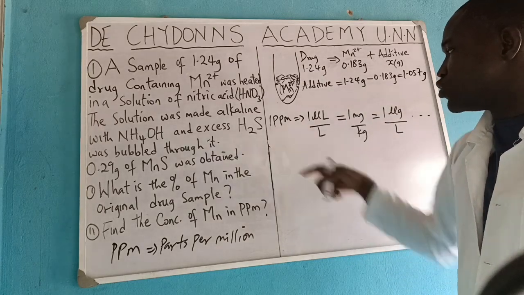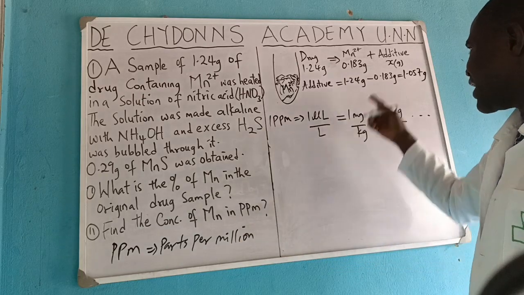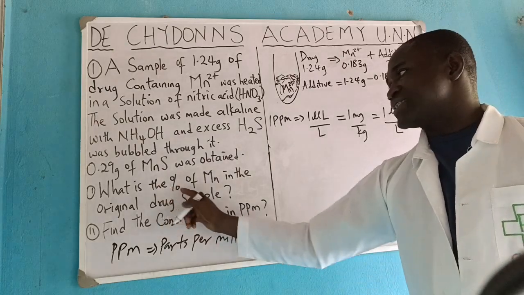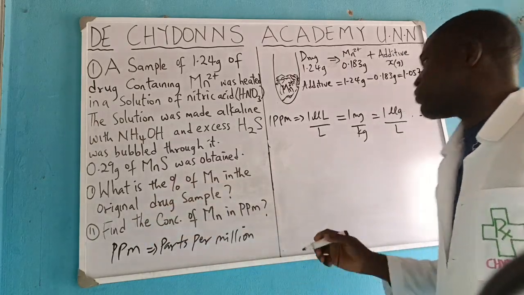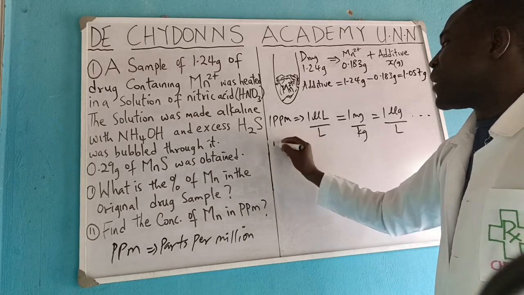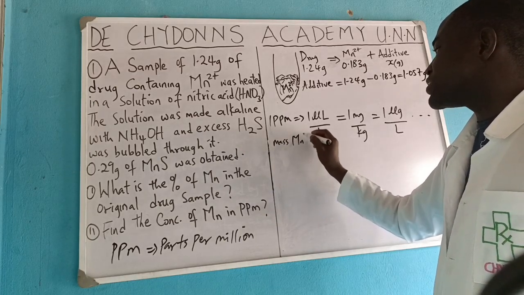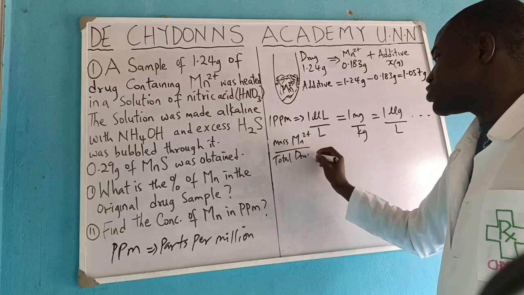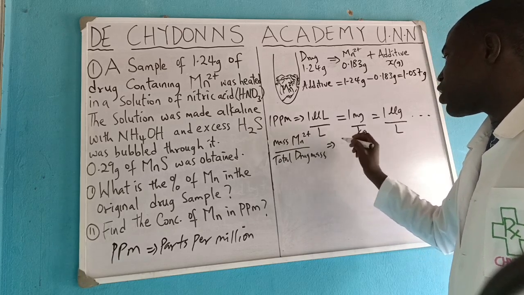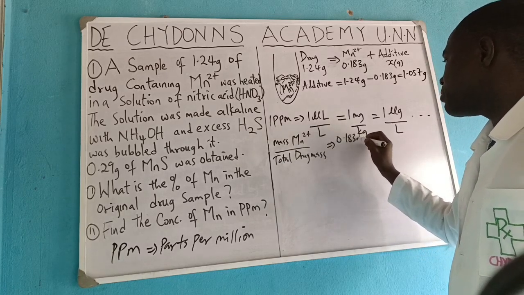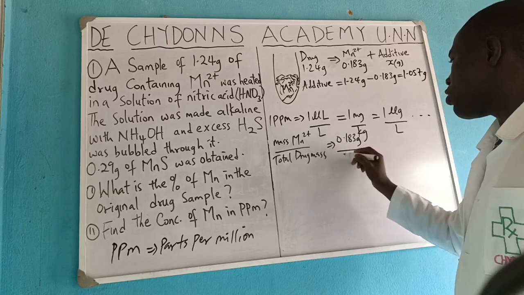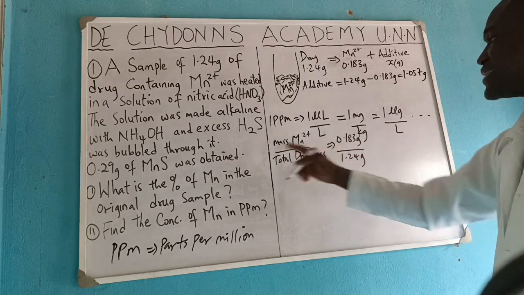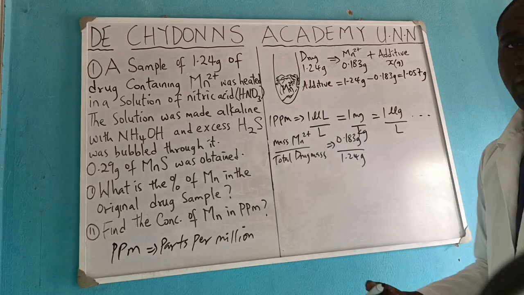Now, which one should we use? When we solved the percentage of this in the original drug sample, we said mass of manganese all over total mass of drug. Total drug mass is equal to 0.183 gram all over 1.24 gram. That is what we had before. We now say percentage will be equal to that times 100 over 1, right?